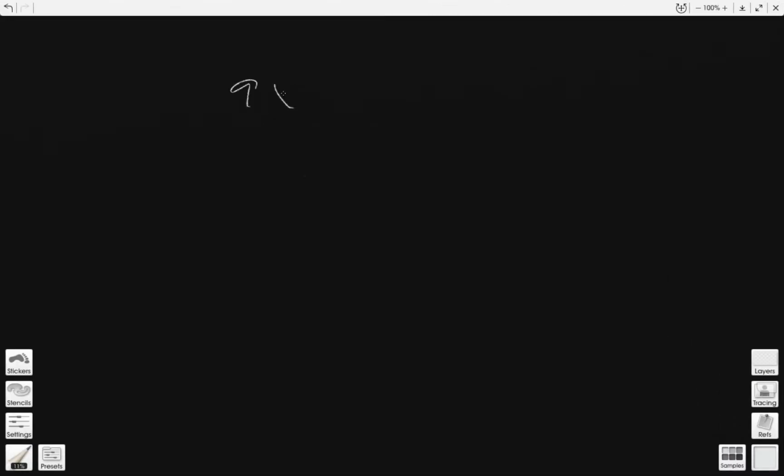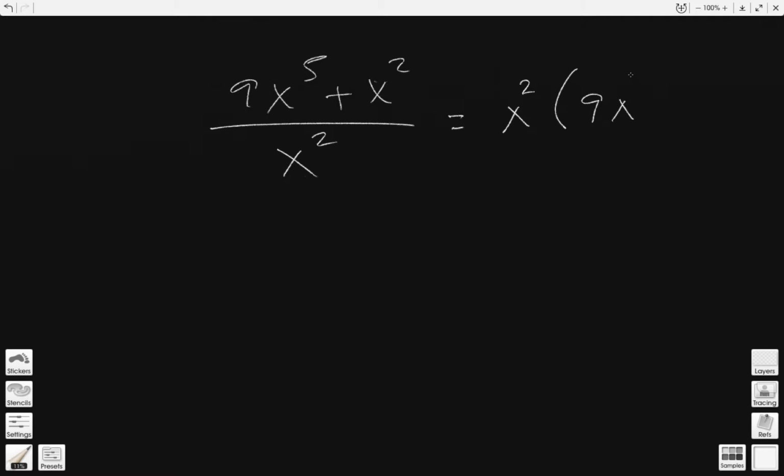9x5 plus x2 divided by x2. So this actually, I don't think it's going to come with the ASVAB, but we can factor it. The 9 doesn't have a factor. Well, the 9 would stay as a 9, and these x2 and x5 have common factor x2, and here would be left the 9, and then to create the x5 you would have to put an x3.